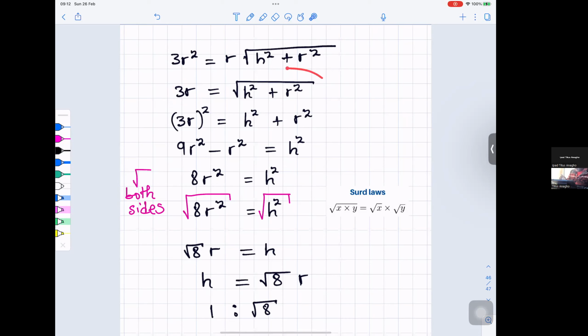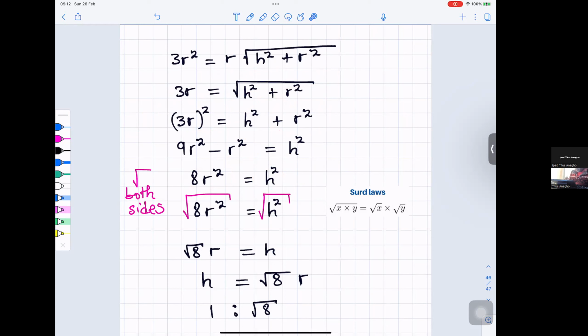To get rid of the square root on the right, we square both sides. So we can square the left side and square the right side. So it becomes 3r squared is equal to h squared plus r squared. 3 squared is 9. 3 times 3 is 9. And then r squared. And we take plus r squared to the left, it becomes minus r squared. So what's 9 minus r squared? 9 minus 1 r squared would be 8. 9 minus 1 is 8. R squared is equal to h squared.